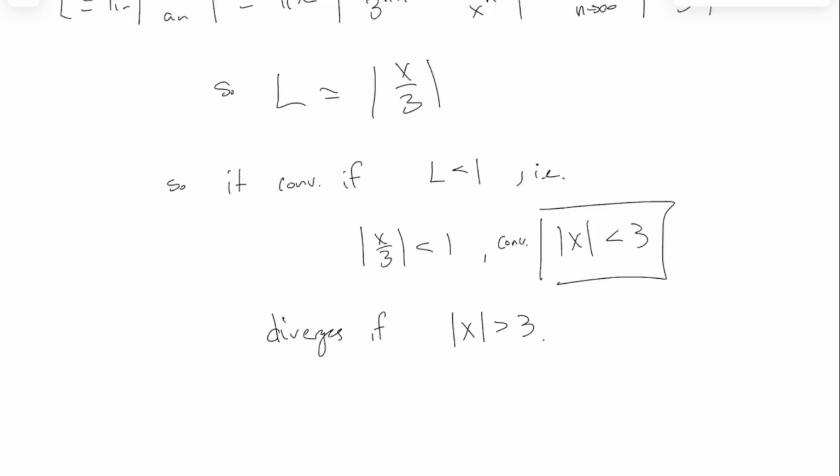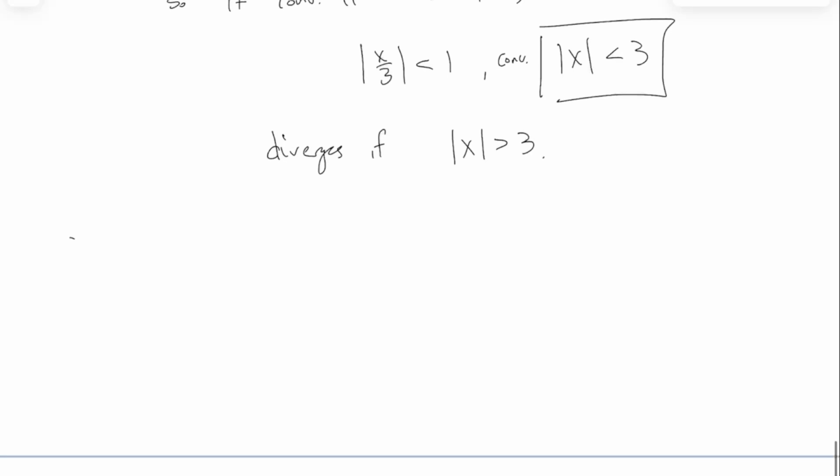As a special case, we need to check what if the absolute value of x equals 3. This is the very last kind of technicality at the end. So we check if the absolute value of x equals 3. That is to say, x is plus or minus 3. So there are two special cases: one is plus 3 and the other is minus 3.